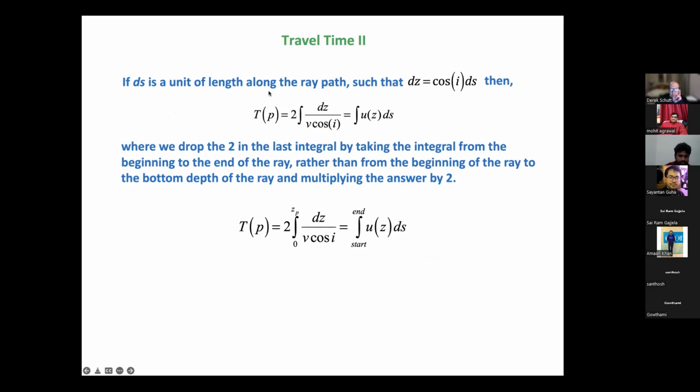Also, if ds is a unit of length along the ray path, such that dz equals cosine i ds, so ds is just an arbitrary small length of the ray, then our travel time is just the integral of u of z ds, or ds over v. And we're dropping the 2 in the integral, so we start out with a 2 and then we drop it here because we are going to take the integral from the source to the receiver, so that we don't have to multiply the answer by 2.